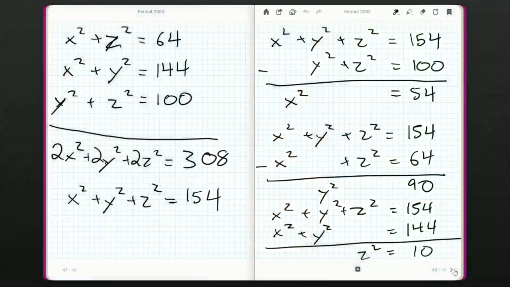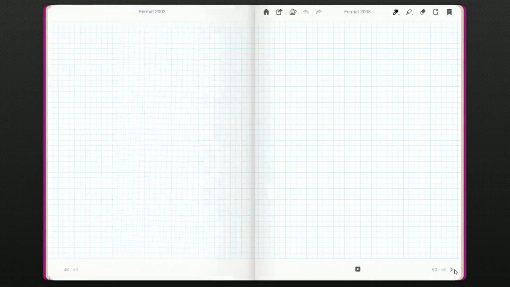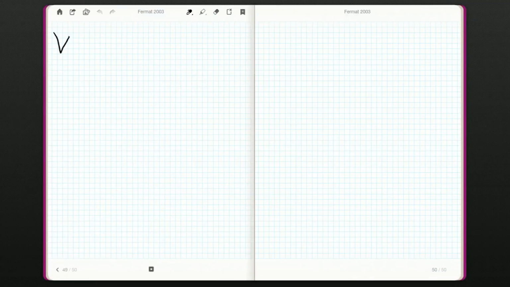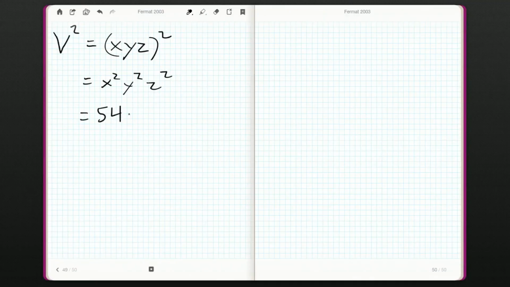But another way we could do this is leave them as x squared, y squared, z squared, multiply those together, and take the square root of the result, and that should be the volume. And I think that's what I'm going to do. So, volume squared is x, y, z all squared. And that's x squared, y squared, z squared when we distribute the square. And that's 54 times 90 times 10.